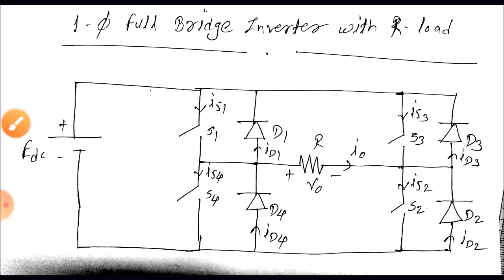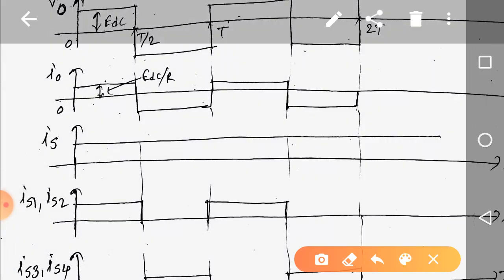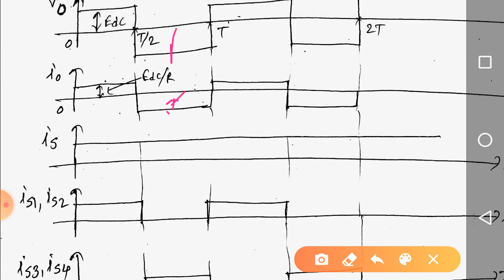So after T by 2 to T, when S3 S4 are in the on state, at that time what is I0? I0 is equal to minus EDC by R. And what is the V0? V0 is equal to minus EDC, right?